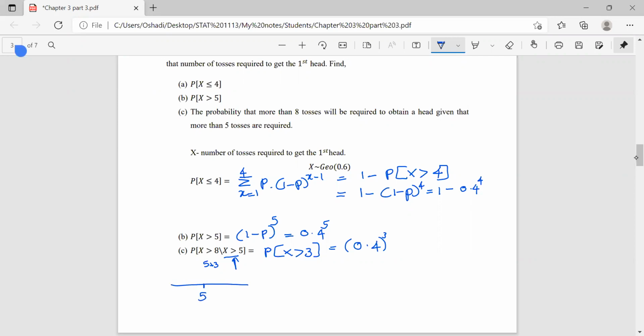here is the 5 and here is the 8. So we take this as j, we take this as j plus k. So here k is 3. According to the no memory property, this equals the probability of X greater than k, where k is 3. And we can calculate the probability that the first success occurs if it takes more than 3 trials. I think now it's clear.